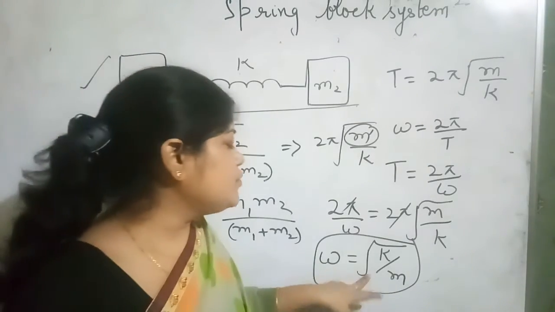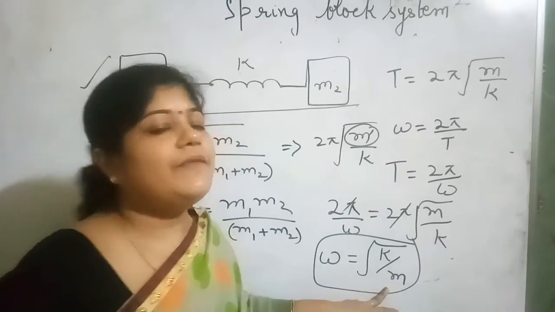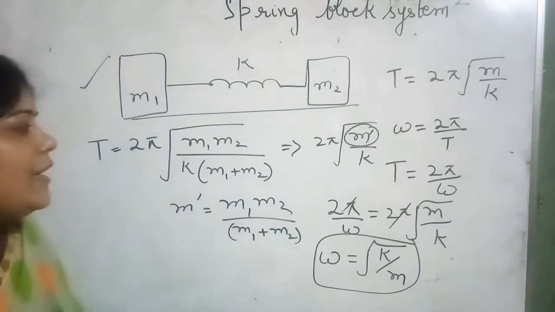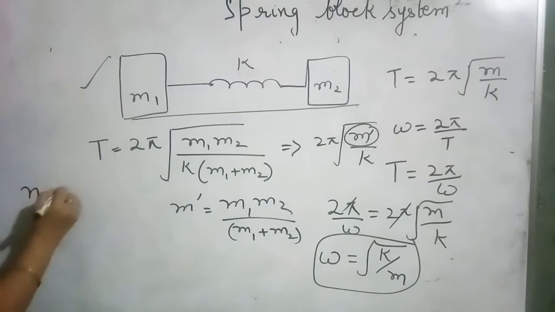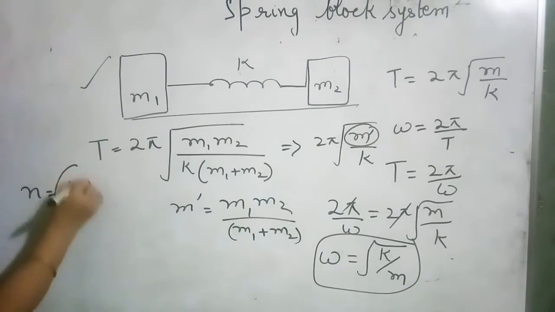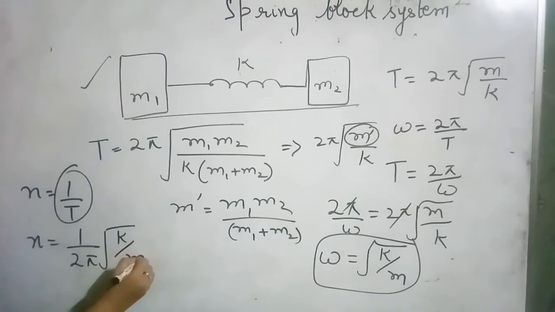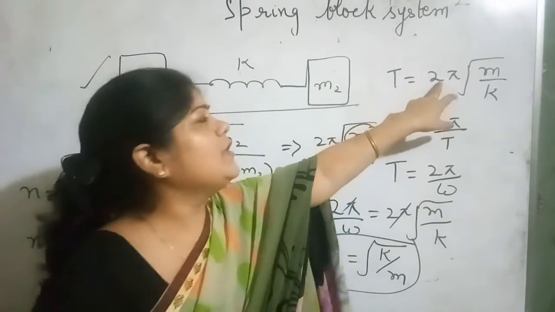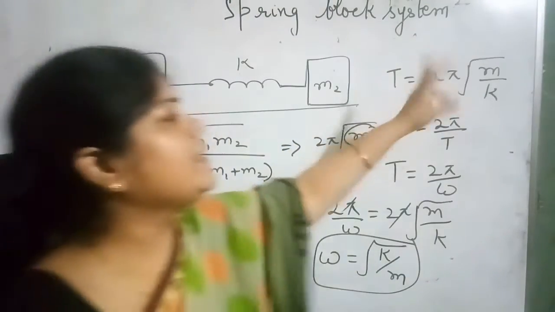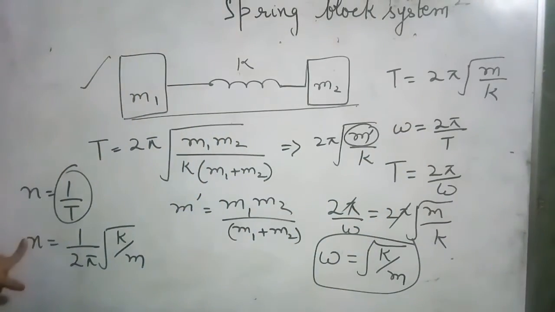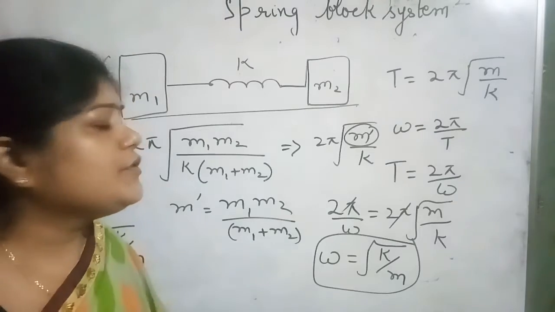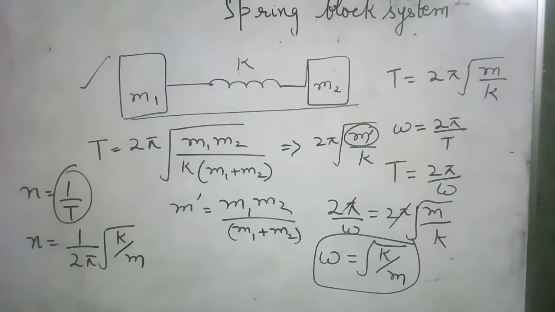frequency: it is under root of force constant divided by the mass. And for the frequency, we know that it is inversely proportional to time period. So frequency is again 1 upon 2π under root k by m. We just invert this formula, 1 upon 2π and k by m, in order to find out the frequency. This is overall the spring block system. I am going to take one example in order to understand the concept more clearly.